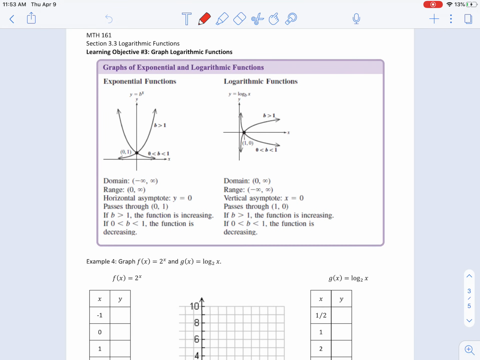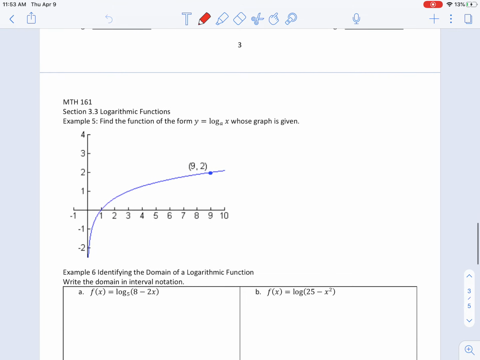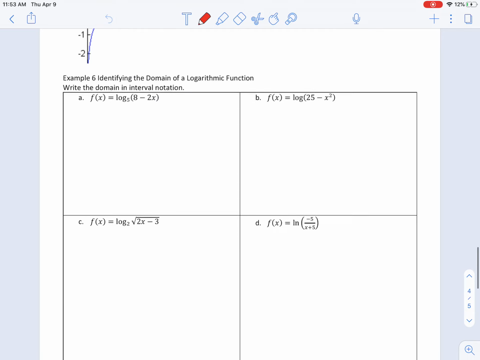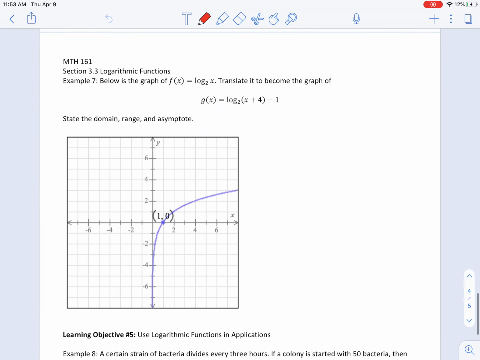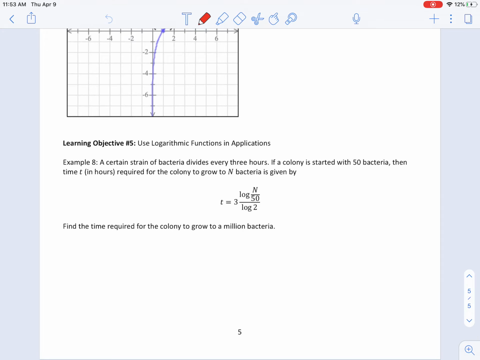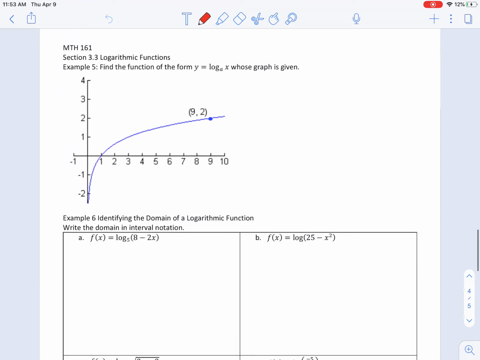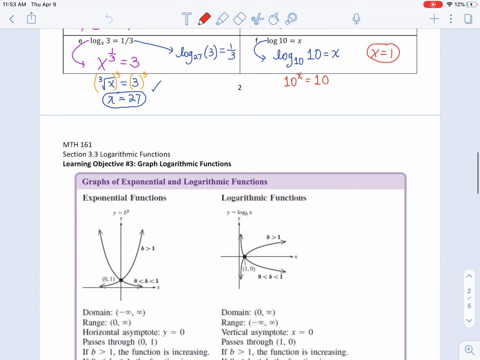All right, let's go over the graphing part. So the learning objective 3, graphing logarithmic functions. And we will also look at finding the domain of a logarithmic function algebraically, okay? I think we can cover the rest of them too: finding the domain, range, asymptote, and just one single application problem. So the goal is to go over pages 3, 4, and 5 in this video.